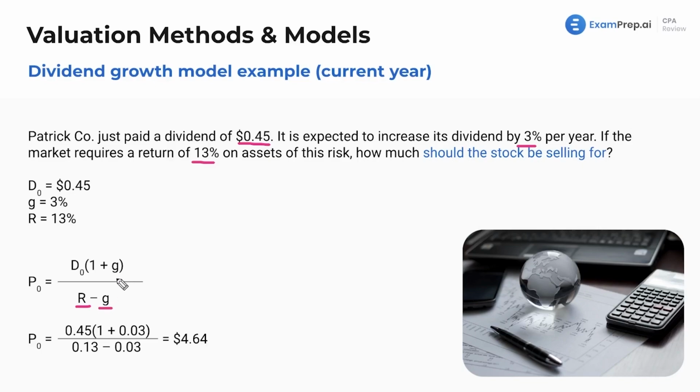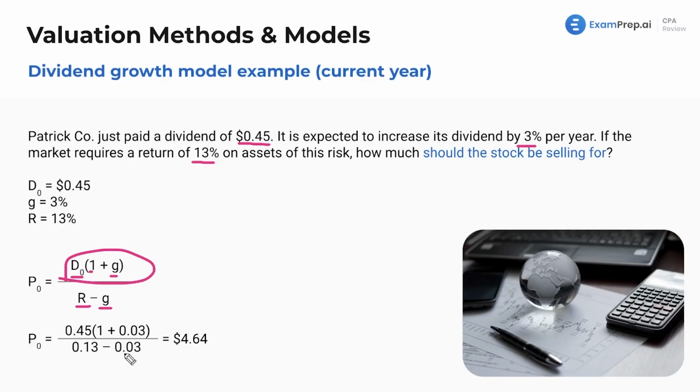This is the growth rate. This is also the growth rate. This is 1, the number 1, and that's D0. But really this is just D1 together overall. How much should the stock be selling for? Awesome. We have all this information. Let's plug it in. So 45 cents times 1.03 gives you the dividend that will be paid next year.